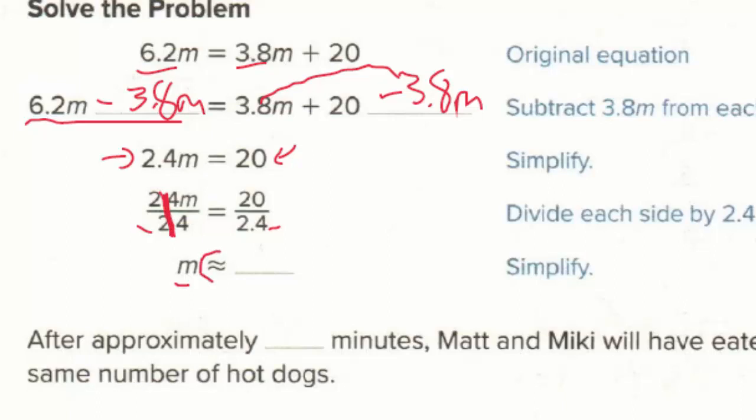This little symbol that they have right here means approximately equal to, not exactly equal to, and you'll see why here. 20 divided by 2.4 gives us about 8.33, and it's actually a repeating 3. So down here where it says approximately blank minutes, I'm going to change that. I'm going to convert this to a fraction because I know what that is as a fraction. That's 8 1/3 minutes. After 8 1/3 minutes, Matt and Mickey have eaten the same number of hot dogs.